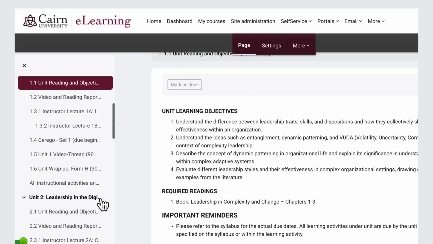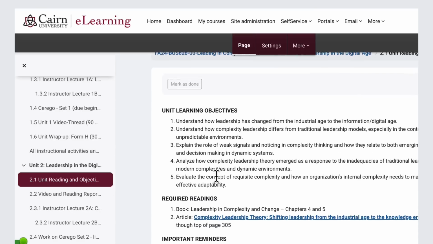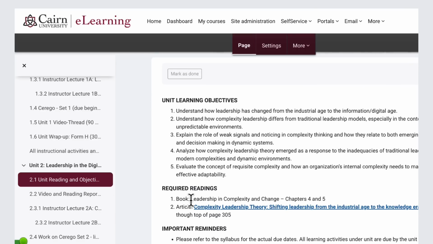through 3. And then if we go to a different unit, here we have a case where the students are reading from the textbook and chapters 4 and 5, but then there is also a link to a library resource related to the objectives for this particular unit.